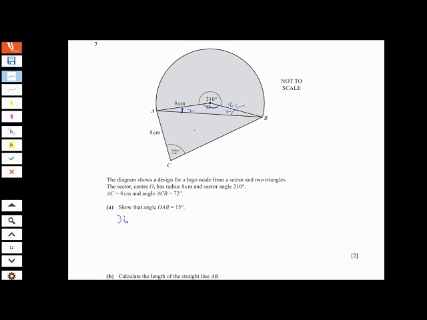Now that we know that two angles are equal, we know this one, 210. 360 minus 110 minus 210, that would be 150. So we know that one is 150, then 180 minus 150, you get 30. Now this 30 divided by 2, because there are two angles, you'll get 15. Now that's shown.